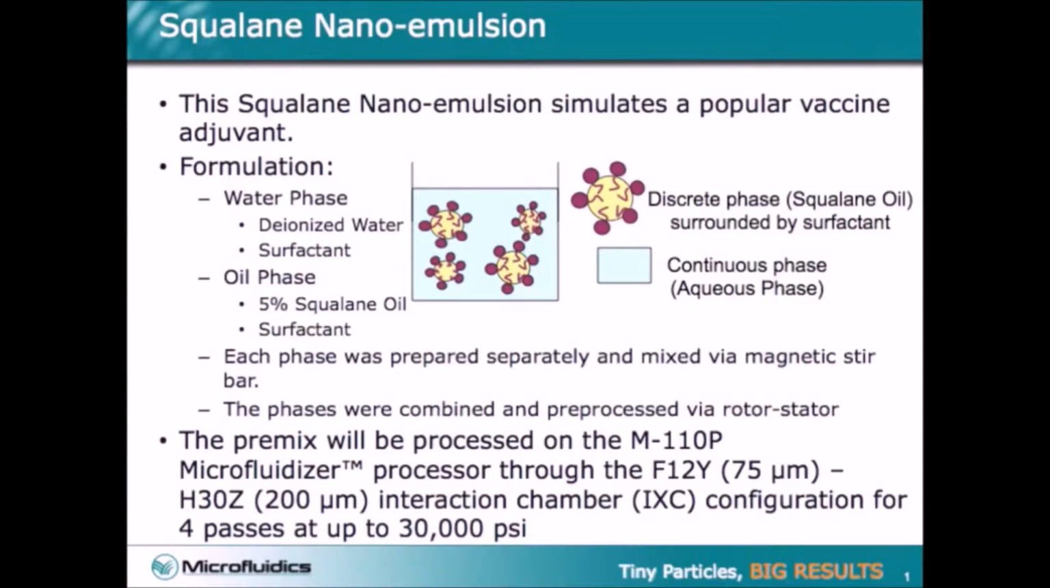The Squalane Nano-emulsion simulates a popular vaccine adjuvant. The formulation is made up of a water phase and an oil phase, both containing a surfactant. Each phase will be prepared separately and combined into a premix via rotor stator.